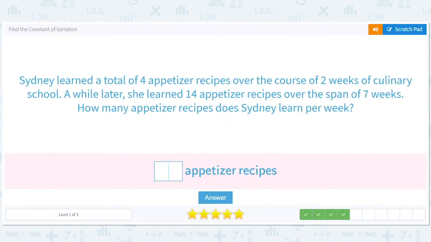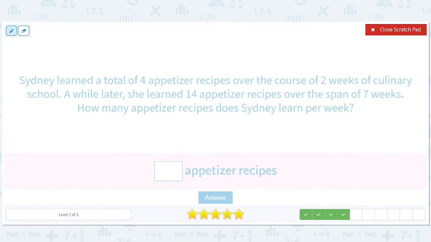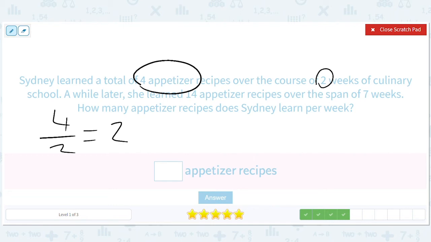Sydney learned a total of 4 appetizer recipes over the course of 2 weeks of culinary school. Okay, so it takes 2 weeks to learn 4 appetizers. So how many appetizers per week do you think? 2. Or we could say it took her 7 weeks to learn 14 appetizers to check. So 14 divided by 7 is 2. So 2 appetizer recipes.